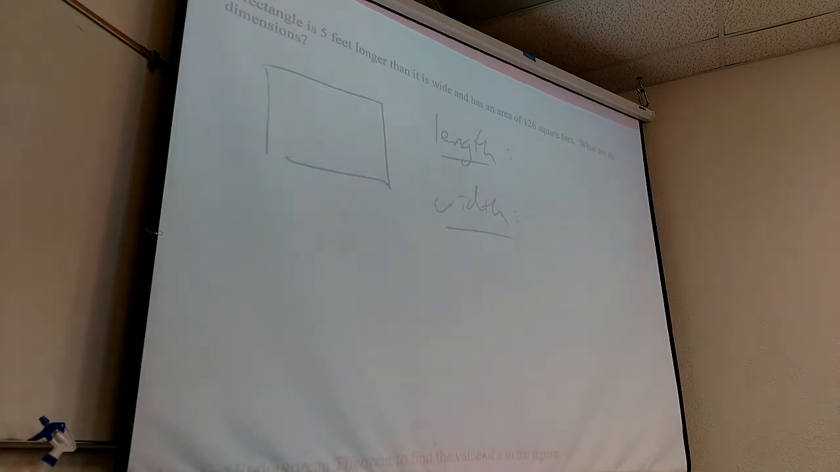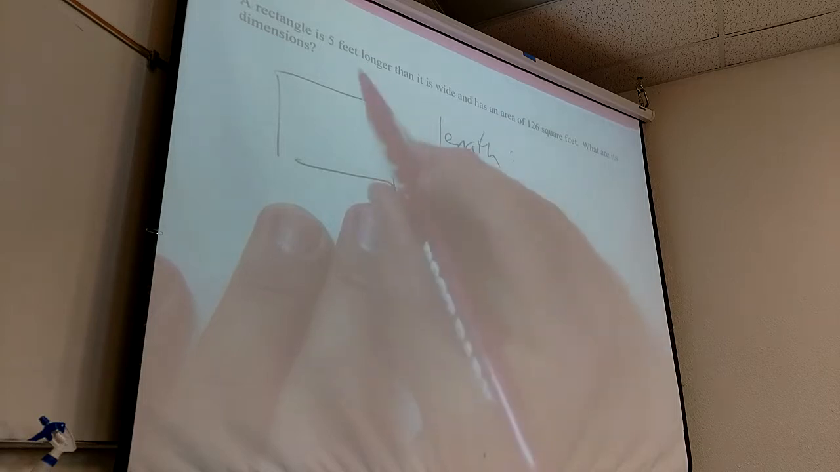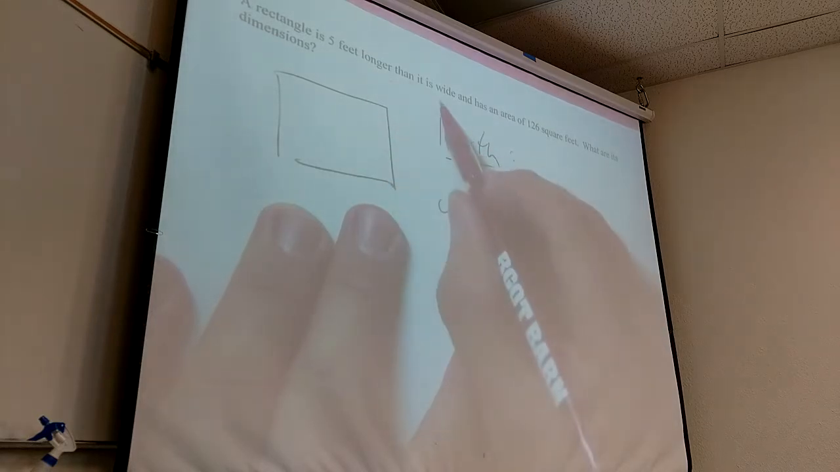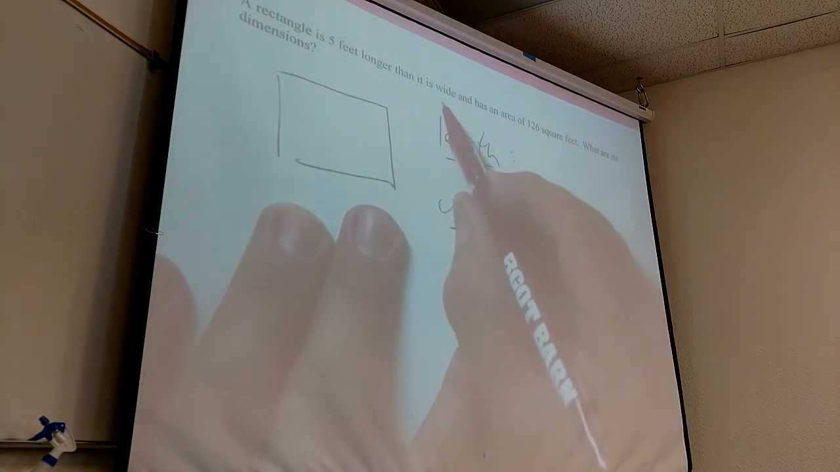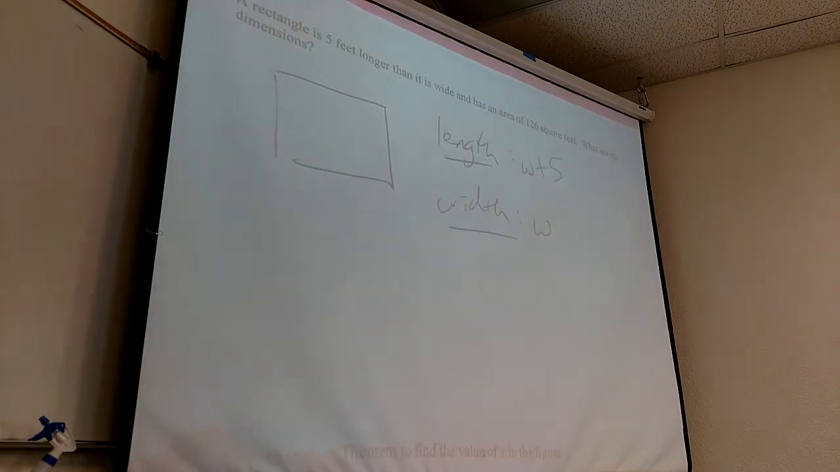So which one is going to be just a letter? Length. Yeah, it's 5 feet longer than it is wide. So be careful. So the width. Width, W. And then the length would be 5 plus W, or W plus 5, either way. Addition is a nice thing. You're not going to get it wrong.